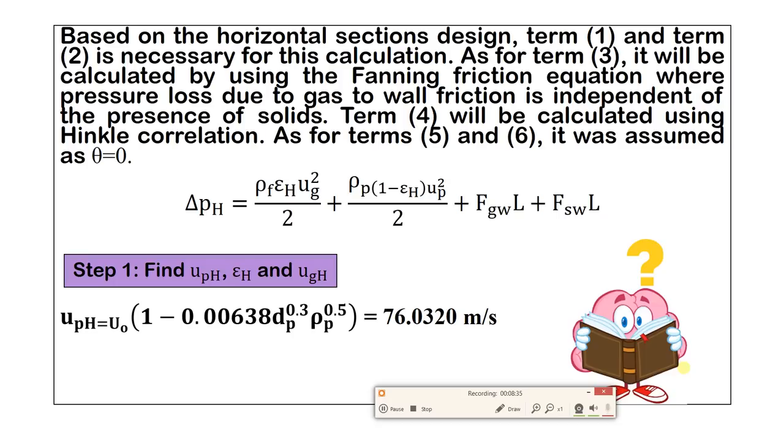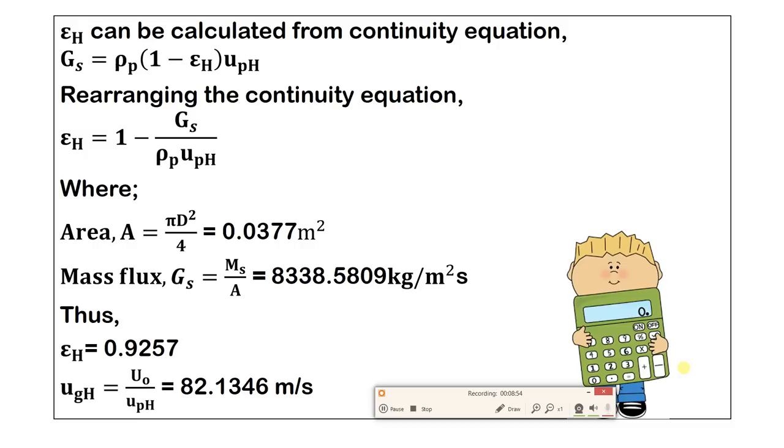As for terms 5 and 6, it was assumed that theta is equal to 0. Therefore, we need to find the particle velocity, voidage, and gas velocity. The particle velocity can be calculated using the following equation. From the equation, we obtain a particle velocity of 76.0320 meters per second. Voidage was calculated using the continuity equation, where the voidage obtained is 0.9257. Then the gas velocity was calculated, which is 2.1346 meters per second.